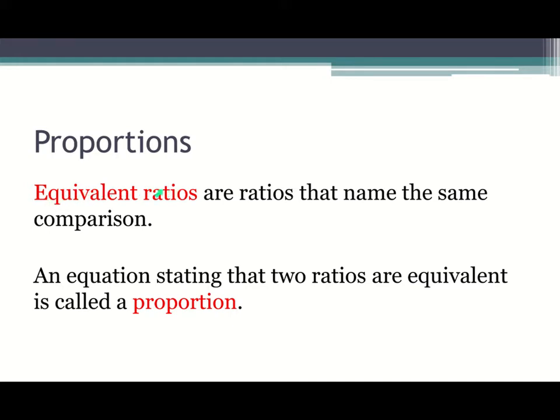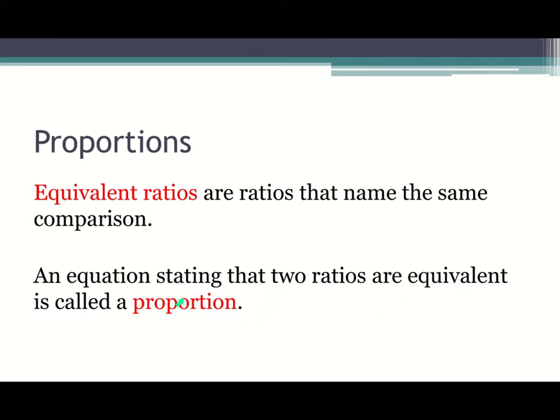Equivalent ratios are ratios that are naming the same comparison. Those ratios are comparing things and naming that same comparison. So you might have different numbers, but they're equal to the same thing. When we put two equivalent ratios in equation form, it's going to have an equal sign. When you have an equal sign in between those two ratios, that's stating that the two ratios are equivalent. That's what the equal sign means, that things are equivalent.